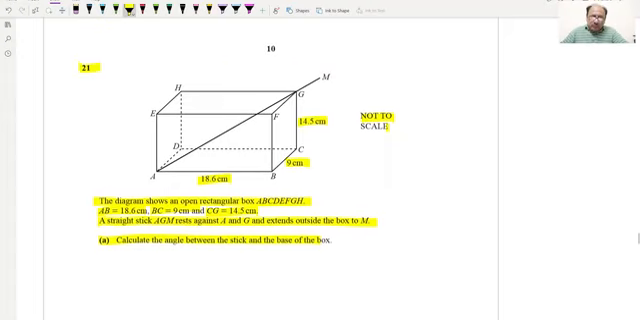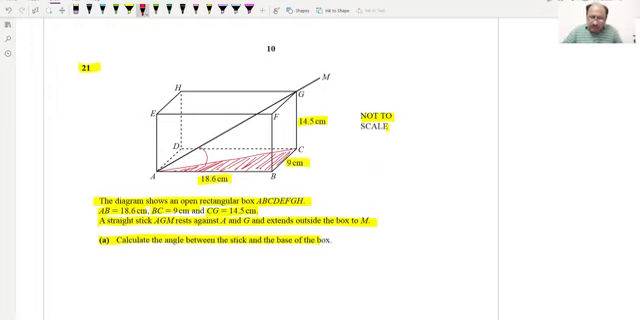So what we can do now, we need the angle between the stick and the base of the box. So we will identify which angle is required. We can draw the line, it will be this one. So the angle required is basically this one. First of all, we need to find AC. To find AC, we are considering this triangle, which is triangle ABC.